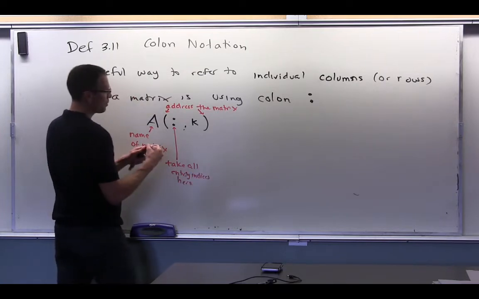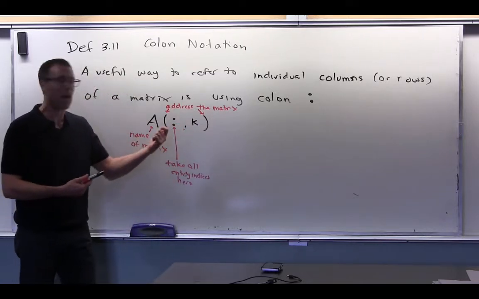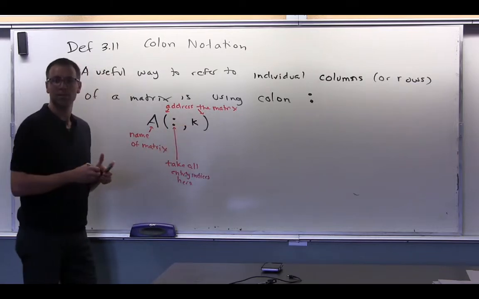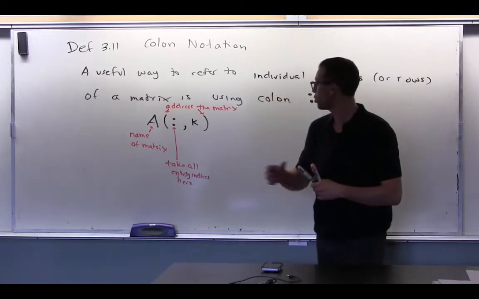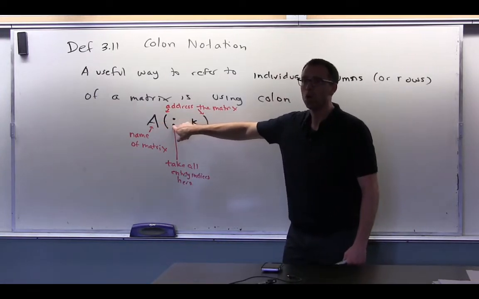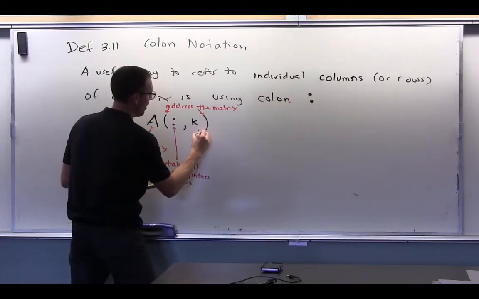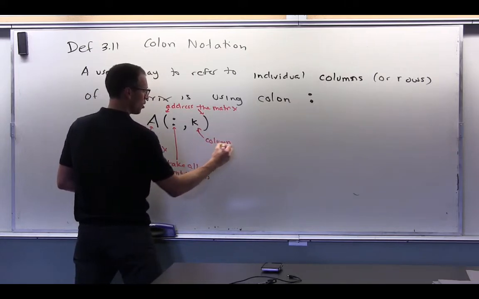So if it comes first, could you guess which indices you're going to take all of? The rows. Why would you take all of the rows if it comes before the comma? What comes first in matrices, rows or columns? Rows. So this is literally, go to the matrix A, take all rows in column K. So this is now specify column K, column number, I guess.